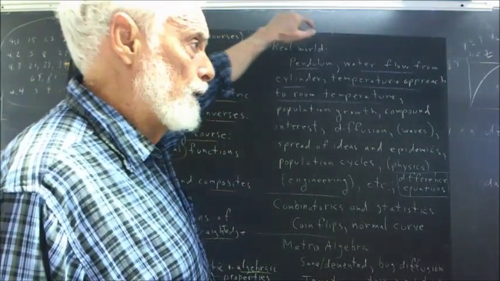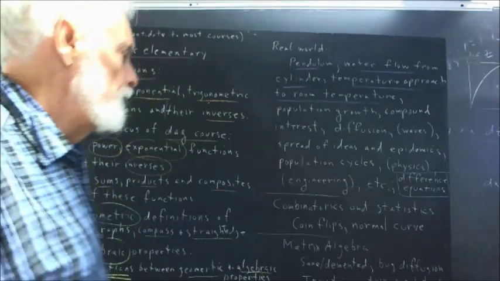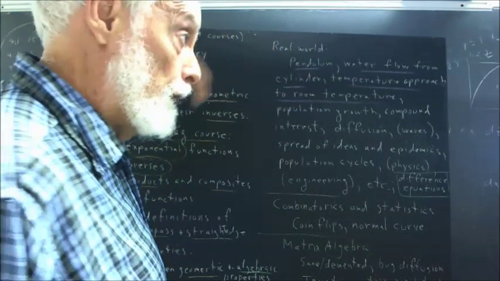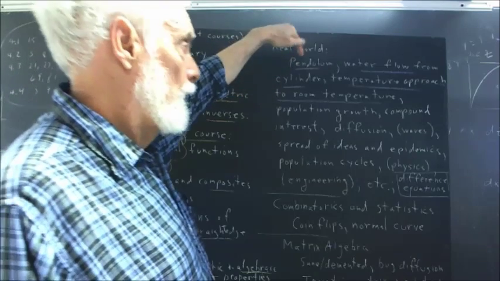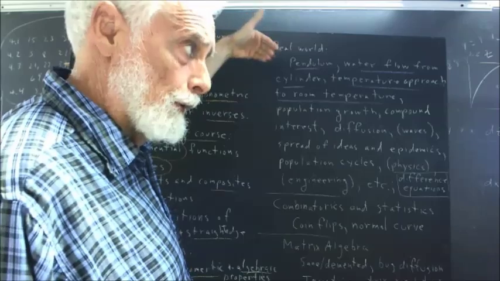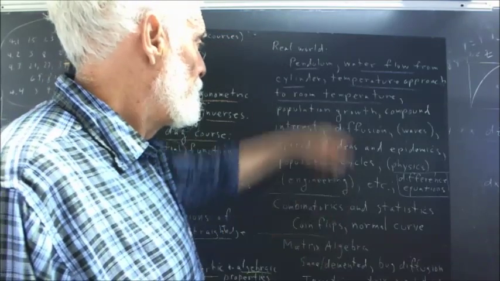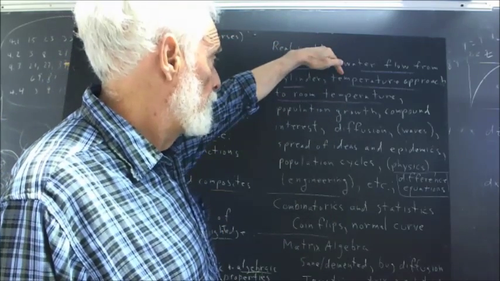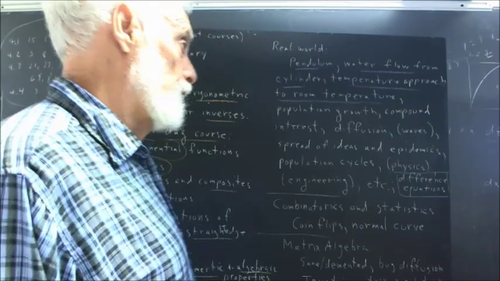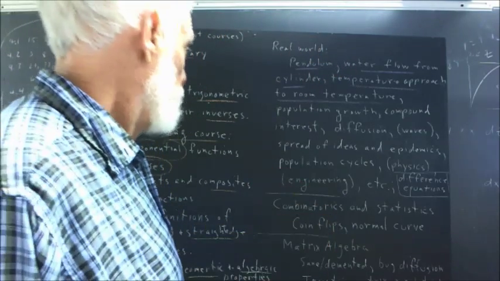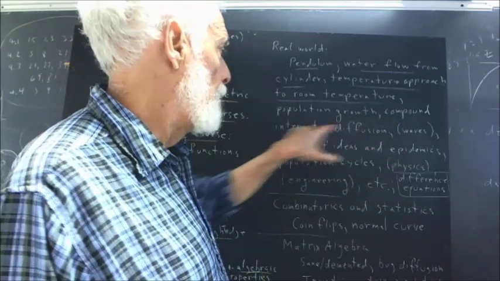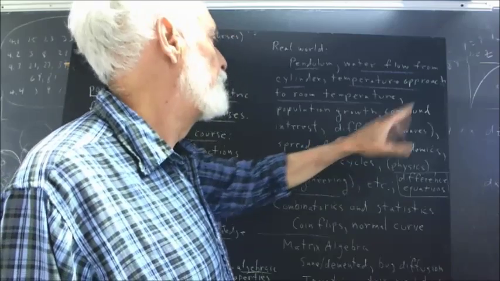These things apply in the real world. Elementary functions can be used to analyze things that we've observed in class: the behavior of a pendulum, the behavior of water flowing from a hole in the side of a uniform cylinder, temperature approach to room temperature. We've observed all these things and we've tried to relate the graphs. And then things like population growth, compound interest, diffusion, waves.